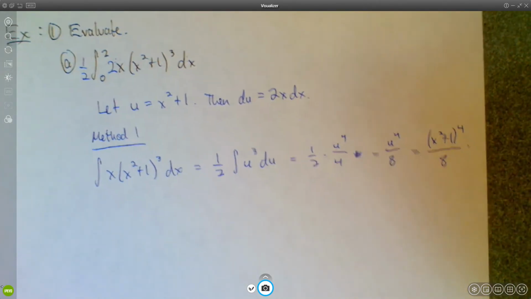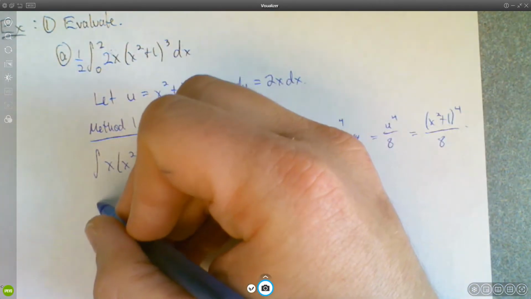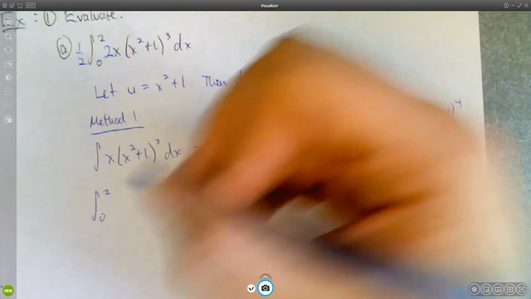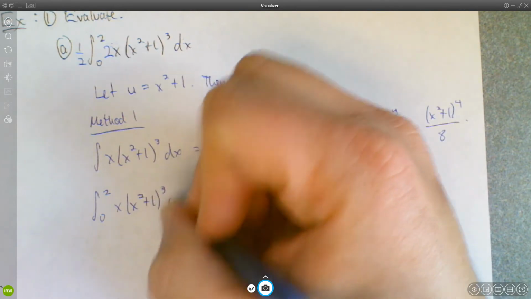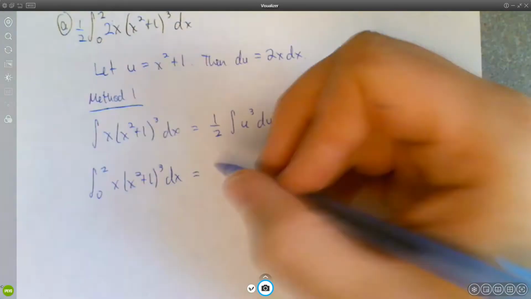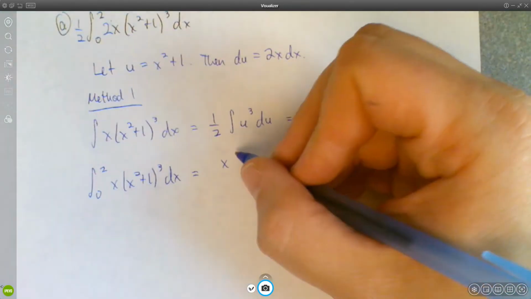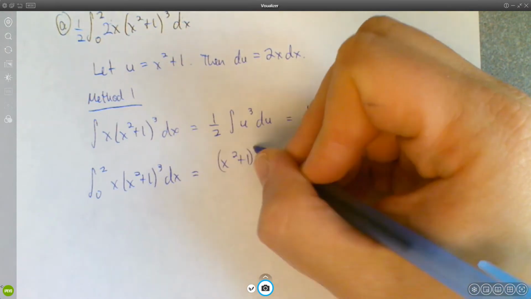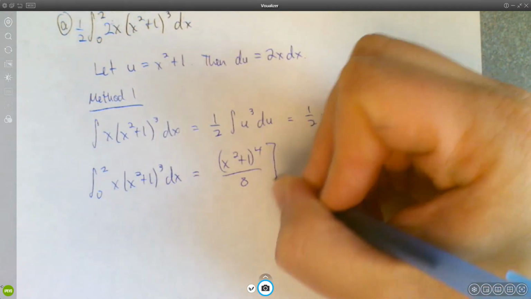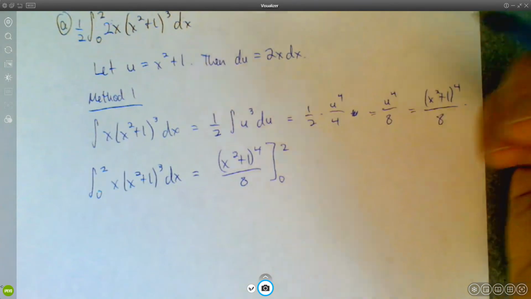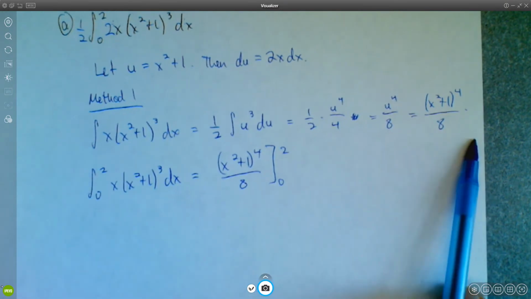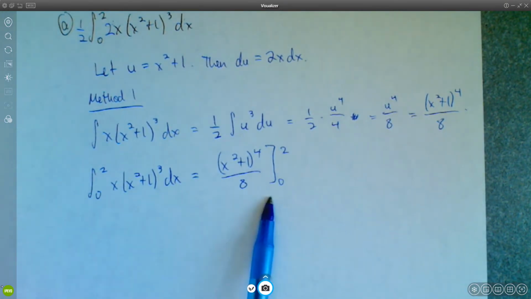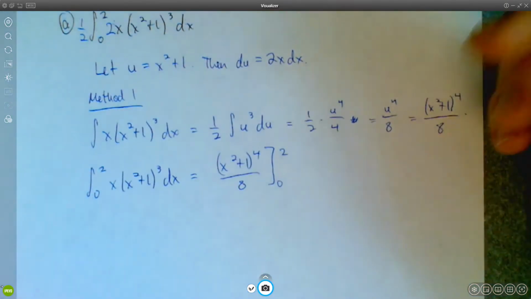Now I can do my limits of integration. So I can say this thing should equal (x squared plus 1) to the 4th power over 8 evaluated from 0 to 2, right? So I just found the indefinite integral first, and then I plug in the limits of integration when I'm done.